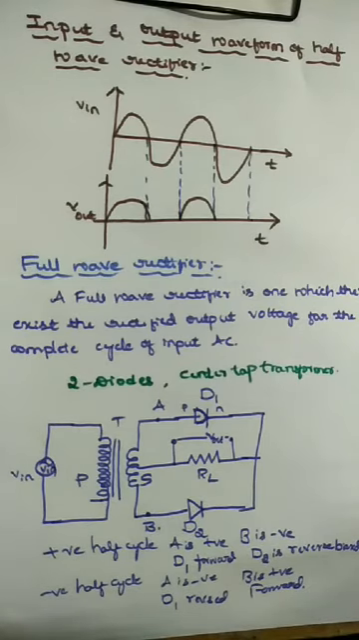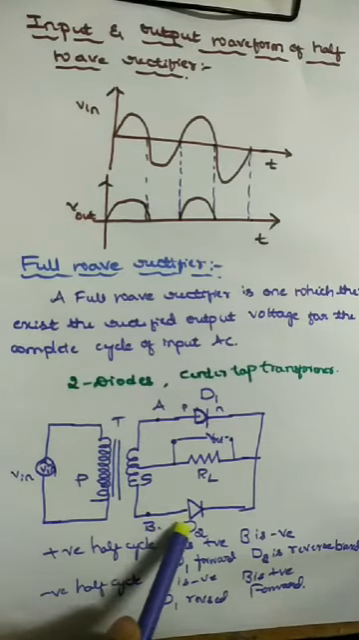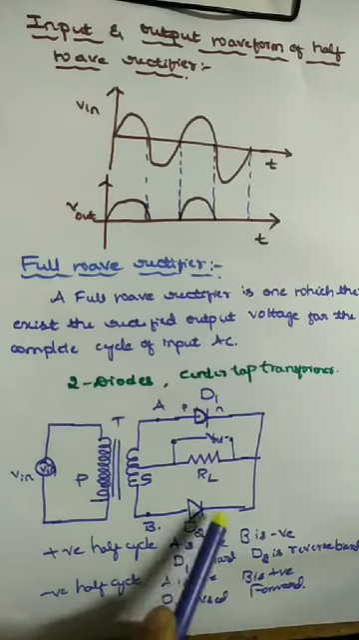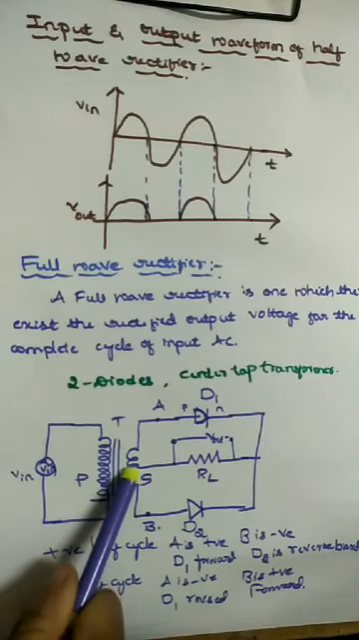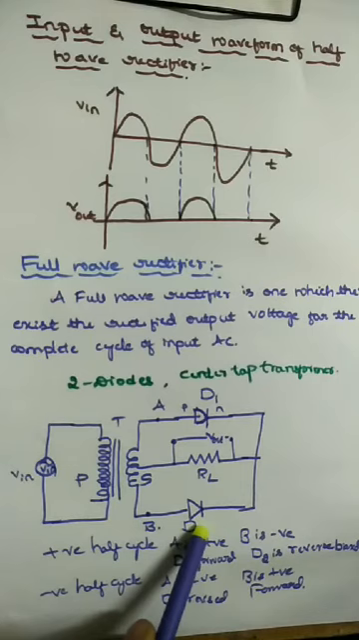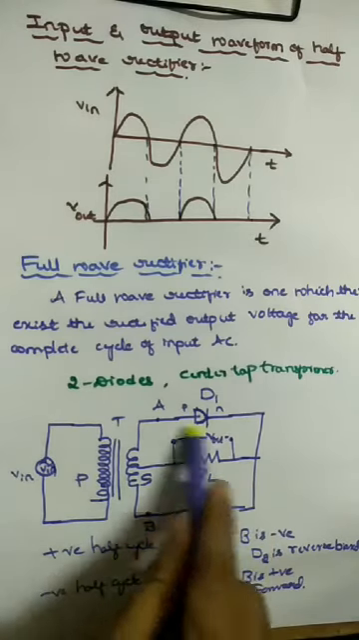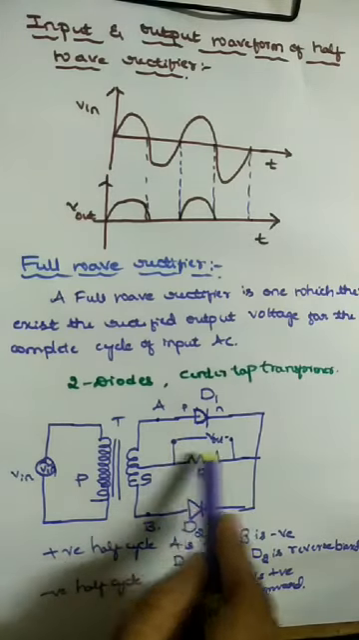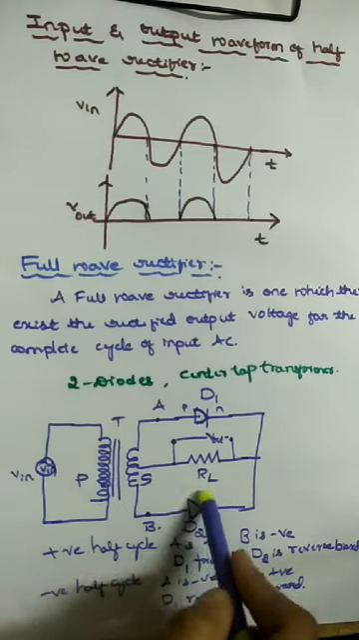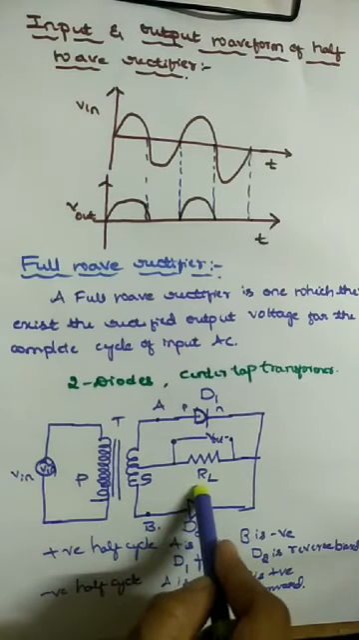So therefore, during the negative half of the cycle, D1 is reverse biased and D2 is forward biased. So current flows through D2, because only in forward bias does current flow through the circuit. As a result, output is obtained across the load resistance RL, in the same direction as before.